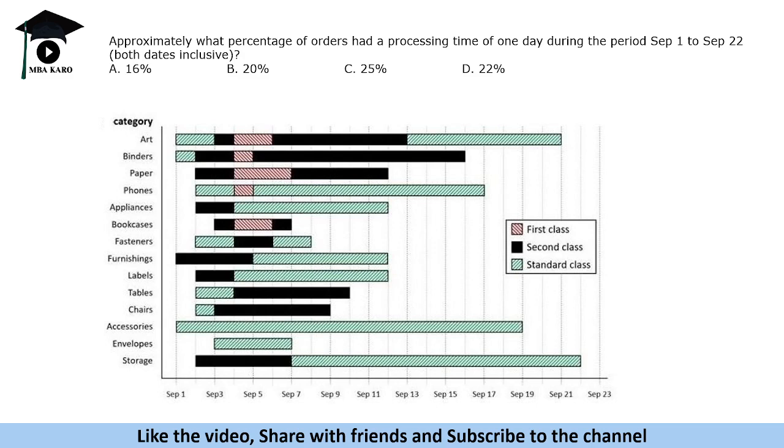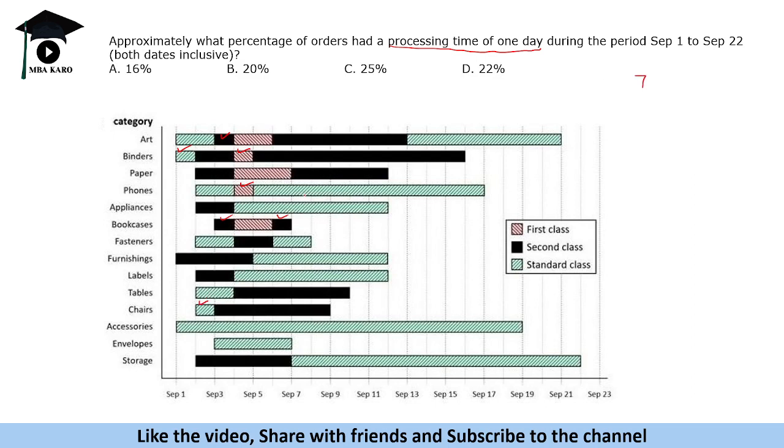The last question is approximately what percentage of orders had a processing time of 1 day during the period September 1 to 22, both dates inclusive. So we need to include all the orders, and we need to find the number of orders that had a processing time of 1 day. Okay, so let us find processing time of 1 day. So this is 1, 2, 3, okay, 4, and then 5, 6, 7. So we can see there are 7 such orders.